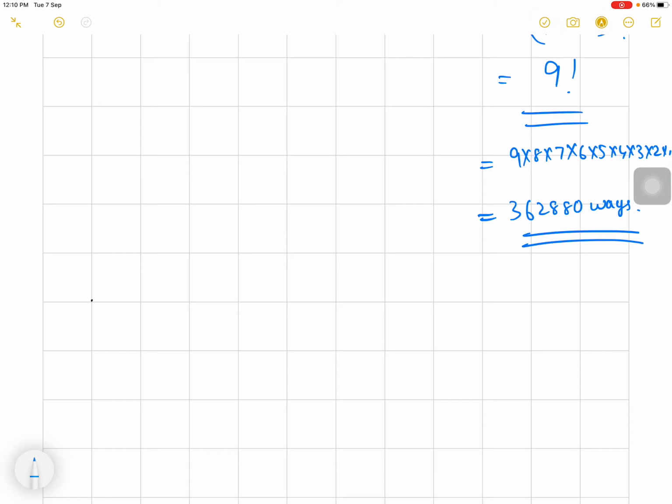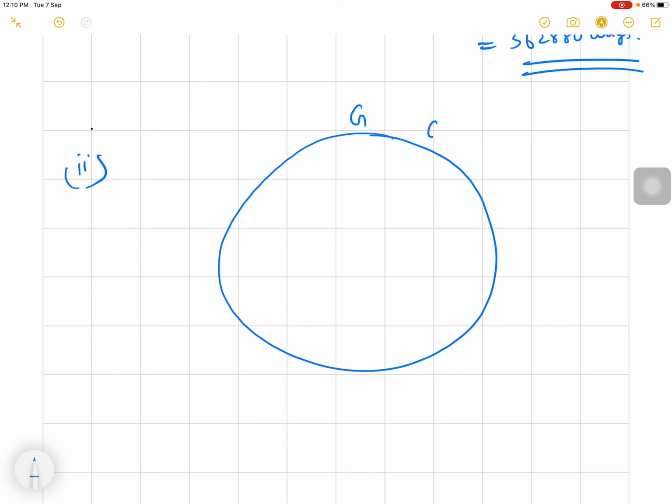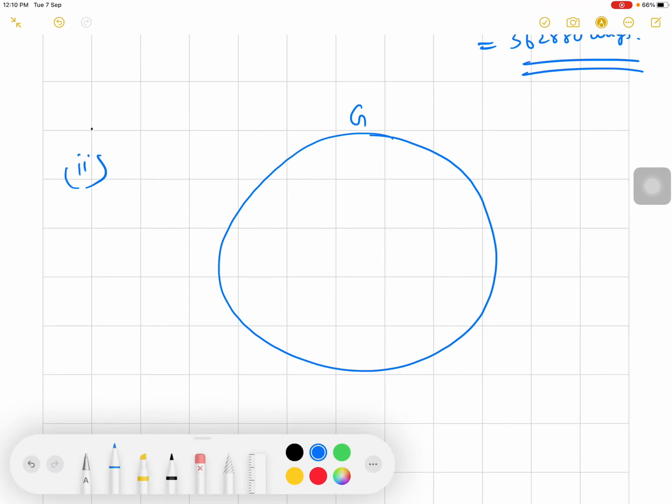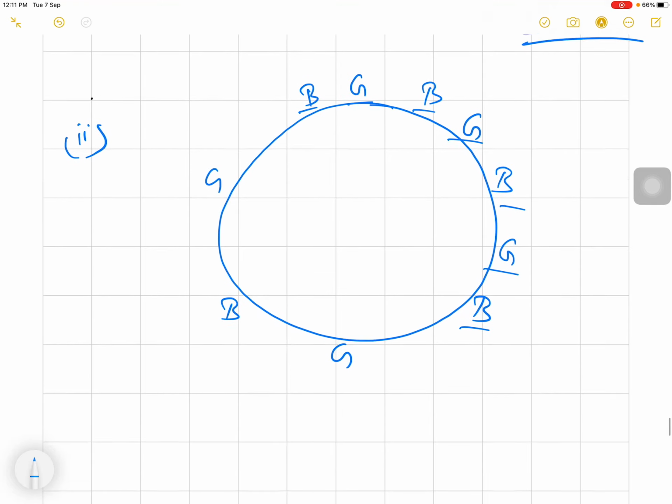Now let us see the second part. They are saying no two girls can sit side by side. Now girls and boys are sitting at a round table. A girl and girl cannot sit together. So that means beside a girl there has to be a boy. Then again there can be a girl, then boy, then girl, boy. 1 2 3 4 5. 1 2 3 4 5. Now there are 5 girls and 5 boys sitting at a circular table, and no two girls are sitting side by side, right?